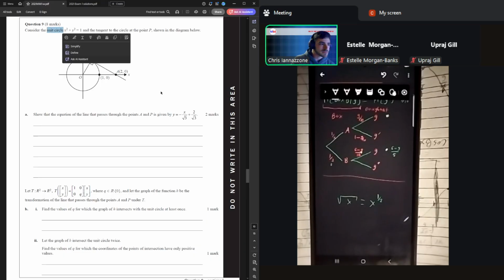One thing I would highlight is the fact that this is a unit circle. That should start bringing up some ideas of how the unit circle works.